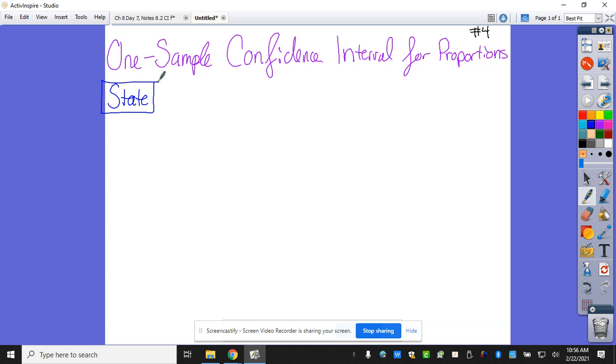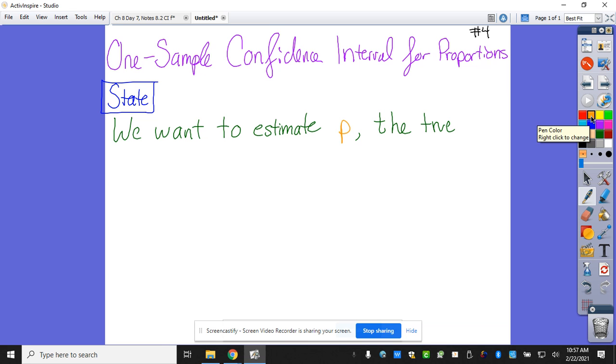All right, so state, again, like I said, you should probably be able to write this whole thing without me saying anything. What does it start with? So we want to estimate, and now this is the first thing that changes. We did want to estimate what symbol? Mu, but now we want to estimate T, which is the true, what's that first word have to be? Proportion.